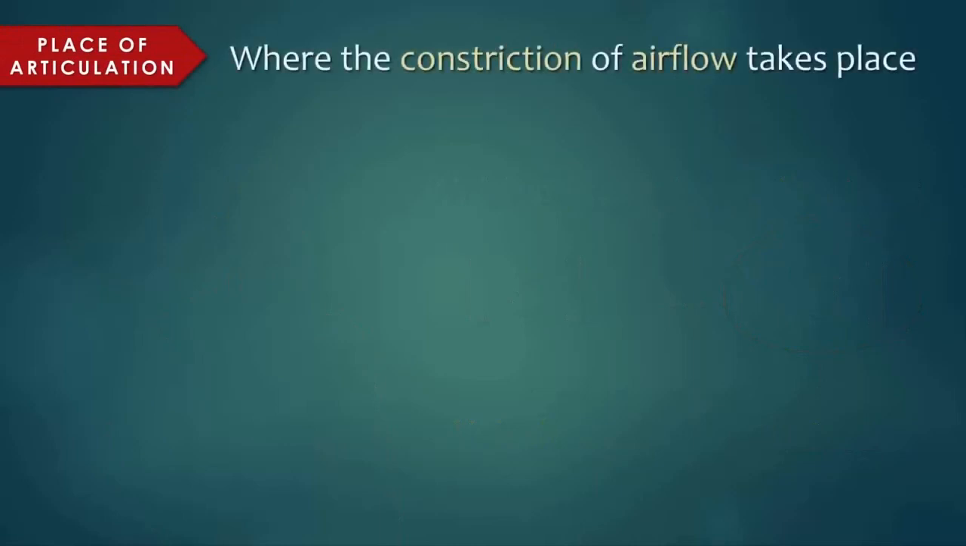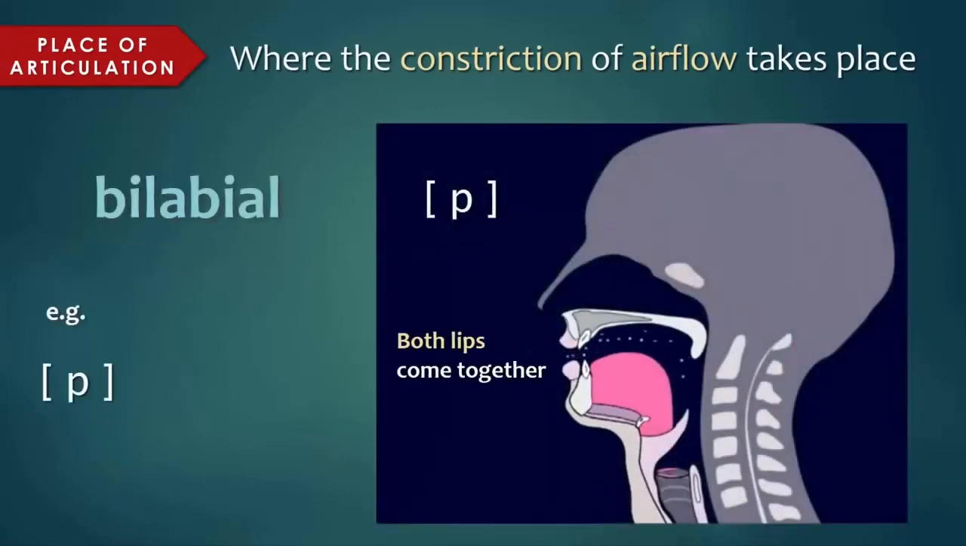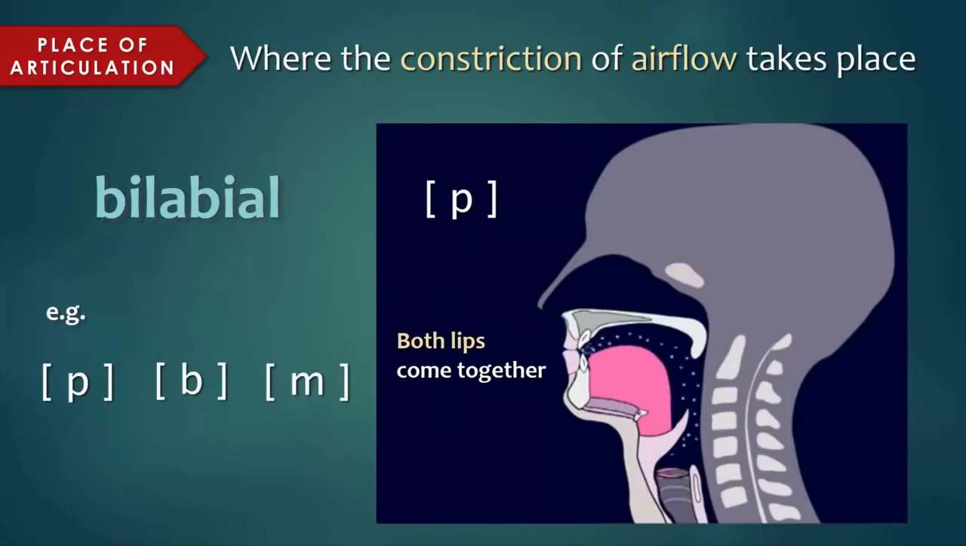Place of articulation refers to where in the vocal tract the constriction of airflow takes place. Bilabial sounds are produced with both lips, like p, b, m.